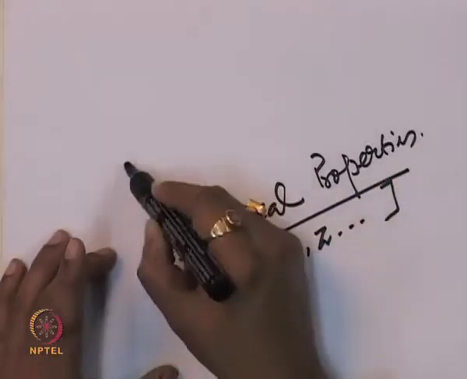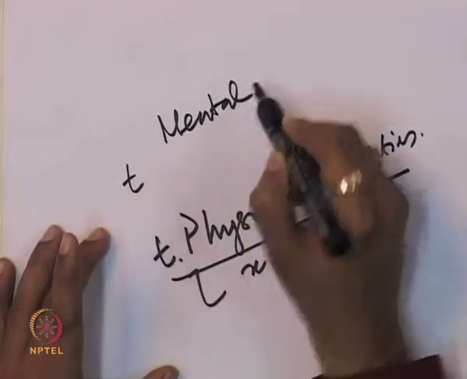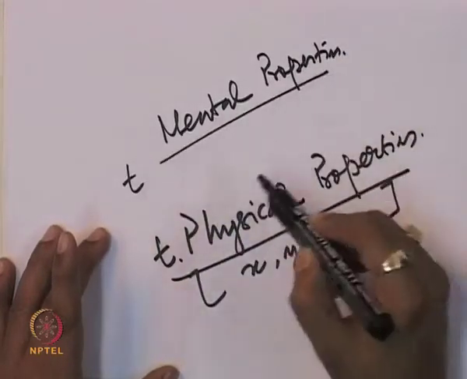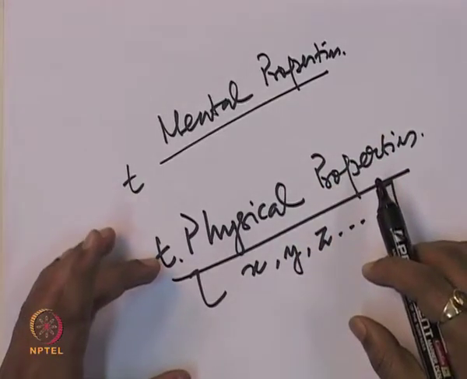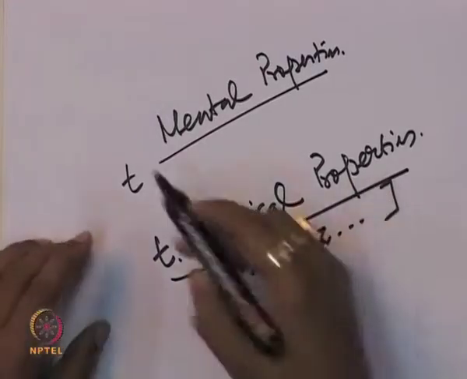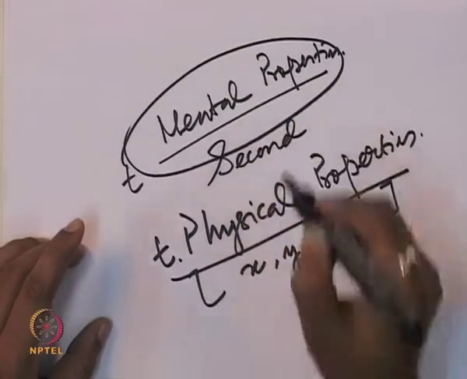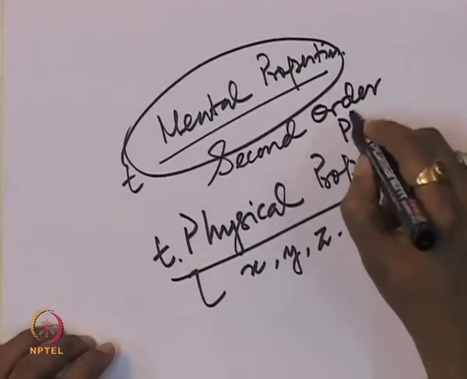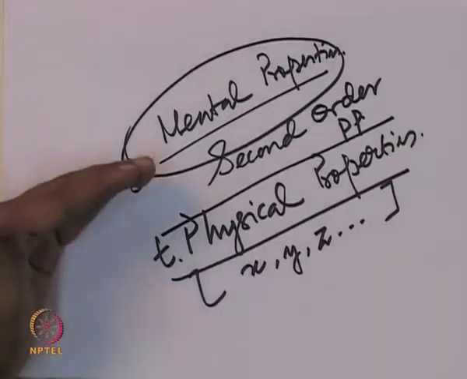t, then at the same time, as I said, you have all mental properties. Now, these mental properties are co-occurring along with the physical properties. So, he says these mental properties could be considered as second order physical properties. So, there are first order physical properties and there are second order physical properties.